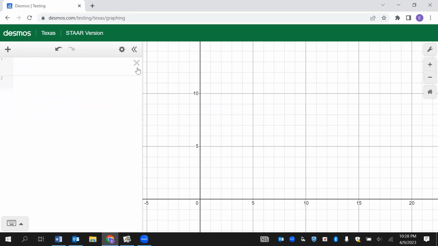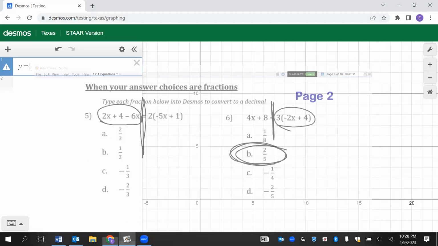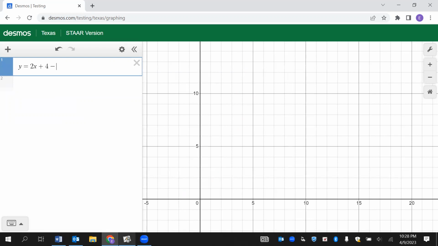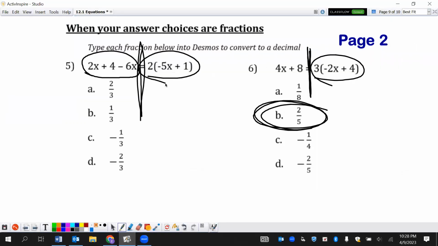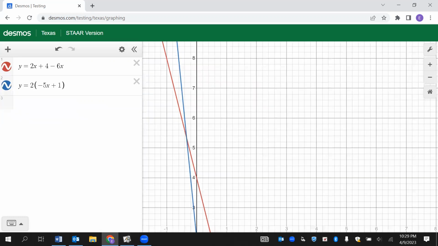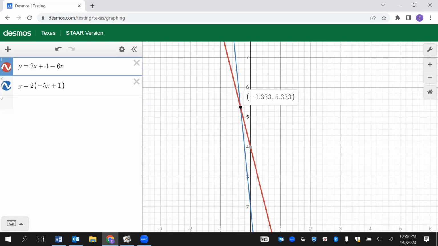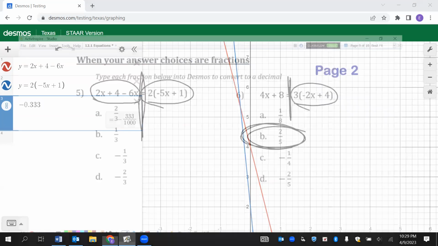So y equals, for the first line, 2x plus 4 minus 6x. Line 2, y equals 2 parentheses negative 5x plus 1. They cross at negative 0.333. So if I type negative 0.333, and then you click on the little circle, it gives me this fraction, which is not in my answer choices.